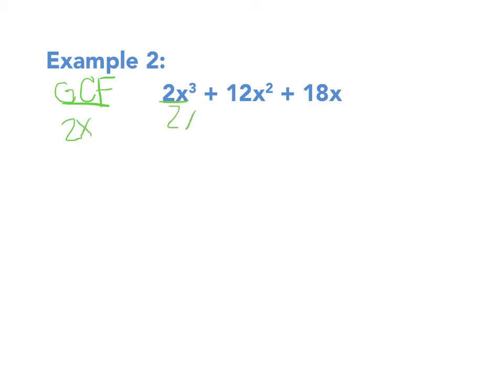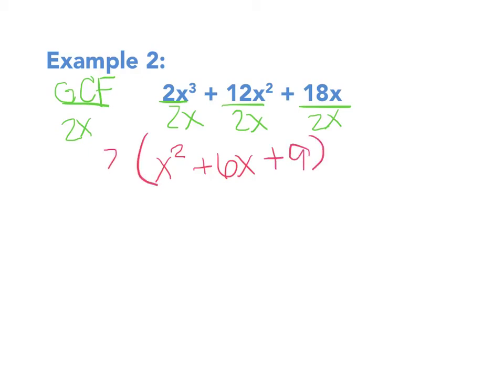So I'm going to divide each of these by 2x. 2x cubed divided by 2x is going to be x squared. 12x squared divided by 2x is going to be 6x. And then 18x divided by 2x is going to be 9. And then I put my GCF out here, 2x. Okay, so X factor, let's do it.